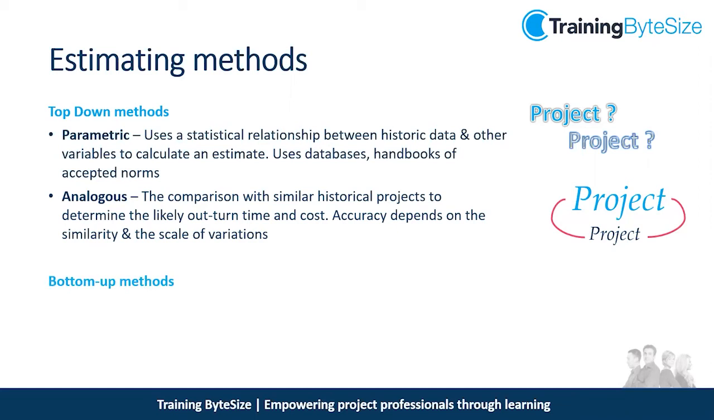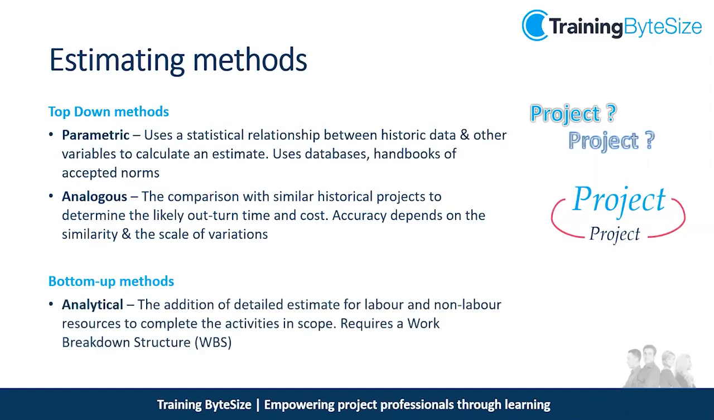So the bottom up methods then, analytical. So this is where you break your project down into detail. So you do a detailed estimate for labor and non-labor resources. Typically a work breakdown structure is helping with that. So you break your project down into all the tasks you need to achieve for your project, and then you establish estimates for each single work package.